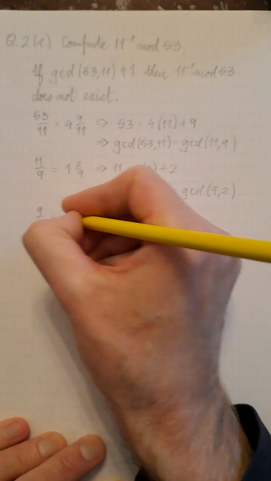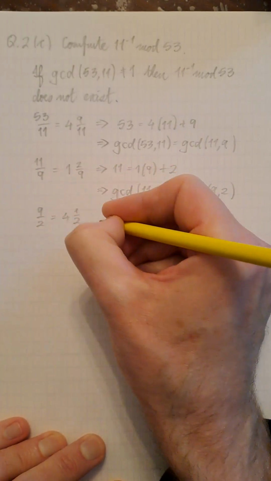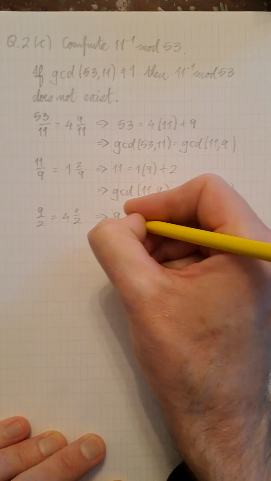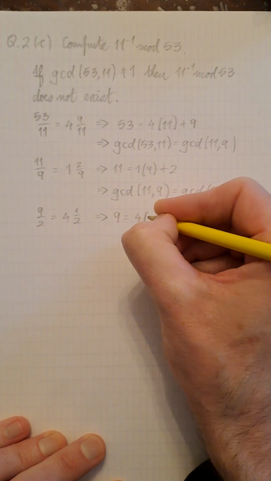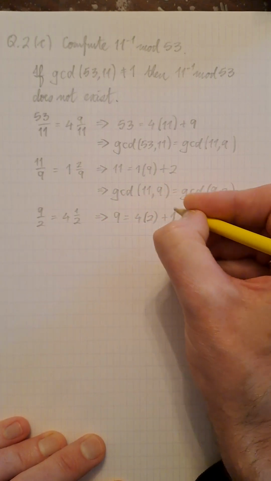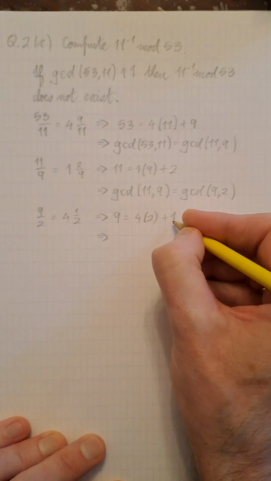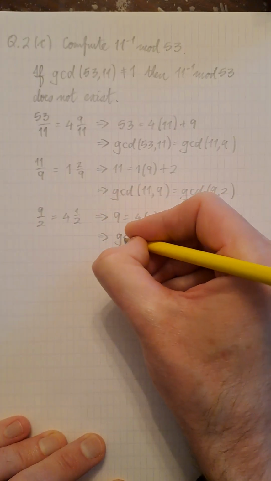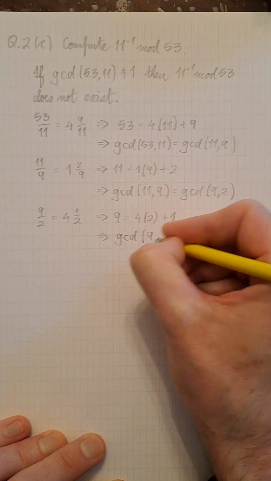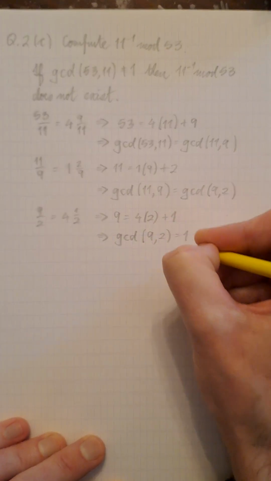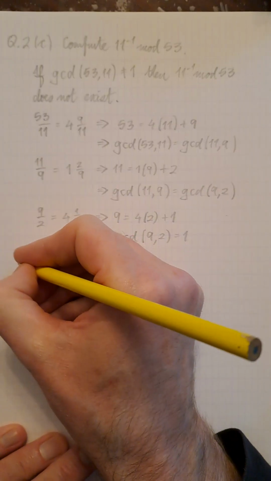9 divided by 2 is equal to 4 and 1/2. That implies that 9 is equal to 4 multiplied by 2 plus 1. And of course, this remainder of 1 implies that the greatest common divisor of 9 and 2 is equal to 1.